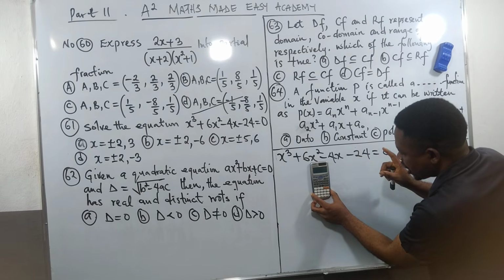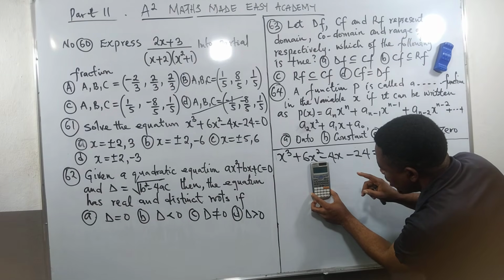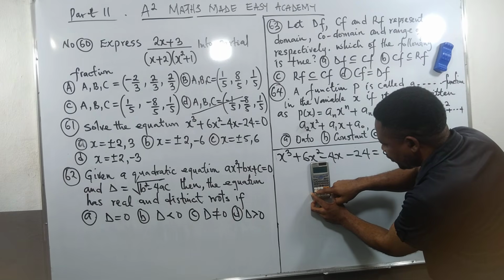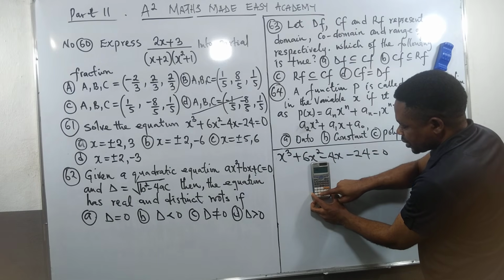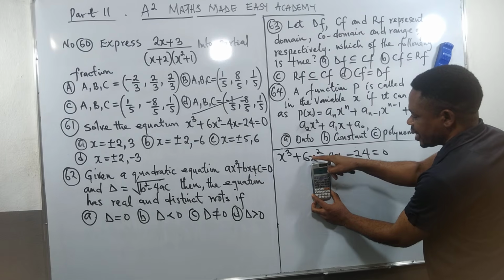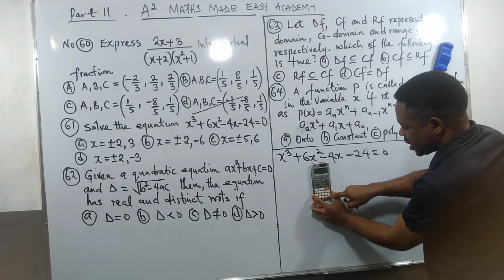Now check power 3. Power 3 is number 4, so I'll punch 4. Key in the values. What is the coefficient of x cubed here? 1. I'll punch 1, then equal to. What is the coefficient of x squared here? 6. I'll punch 6, then equal to.